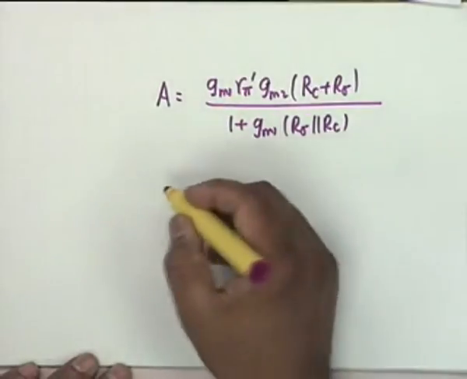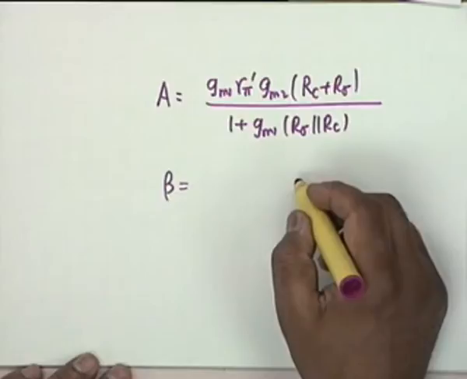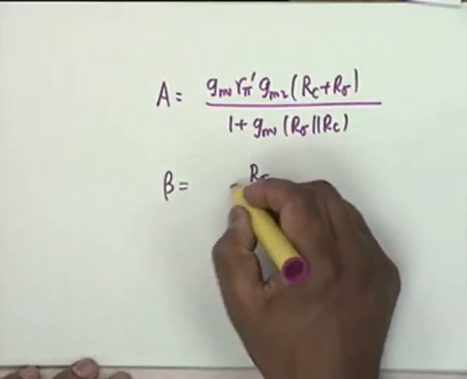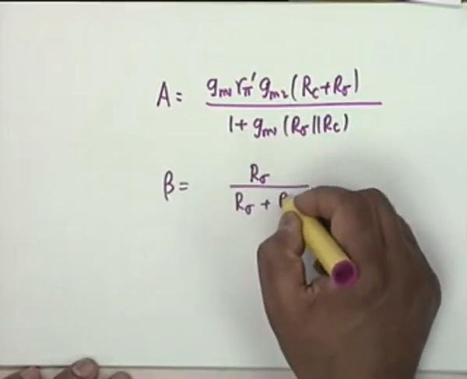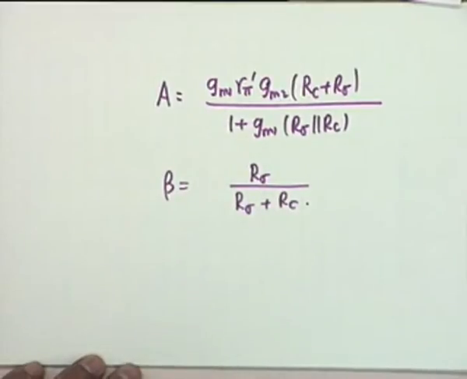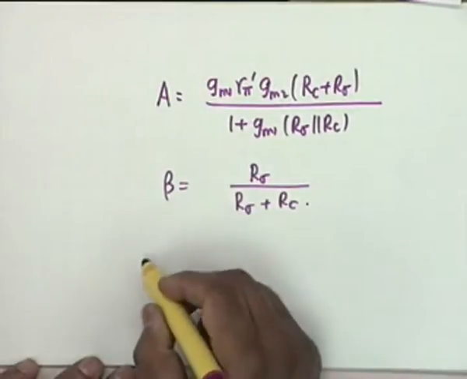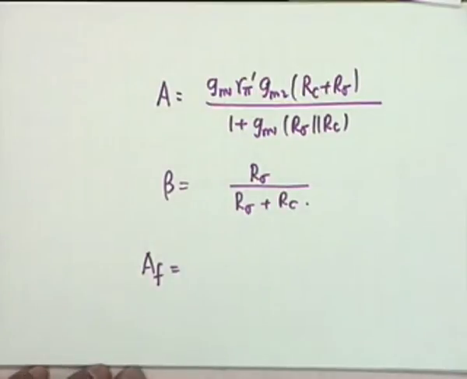Okay, this is A, and beta obviously here is a potential division, that is R sigma divided by R sigma plus RC. Does that require explanation? The circuit itself shows that, and therefore AF, let me now be as lazy as the person who asked me whether he should find this out or not. Please do.